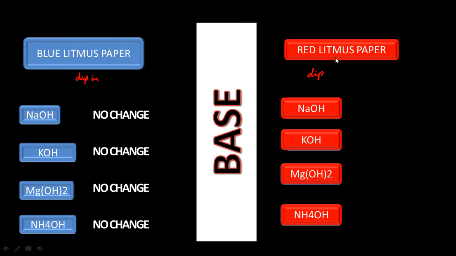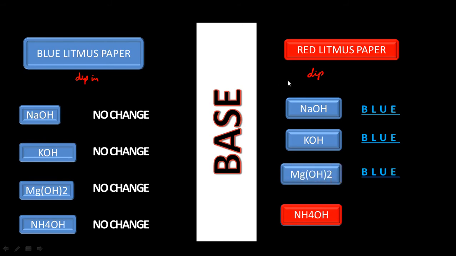When red litmus paper is dipped into NaOH, what will happen? It turns blue. KOH turns it blue, and red litmus paper dipped into magnesium hydroxide becomes blue, and the red litmus paper dipped in ammonium hydroxide will turn blue. So, bases turn red litmus into blue.